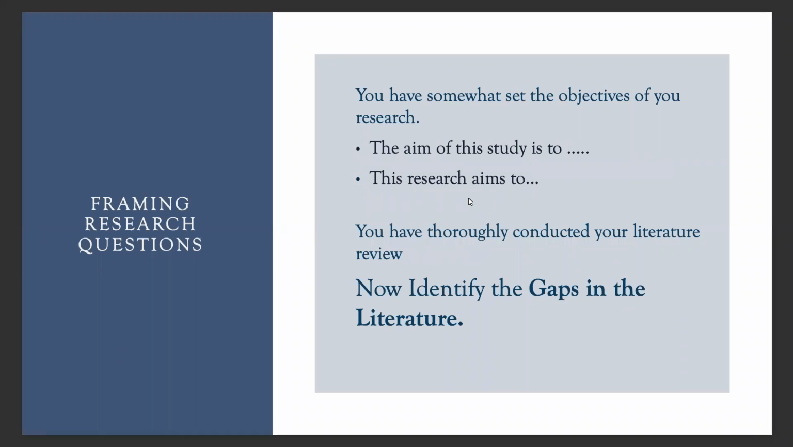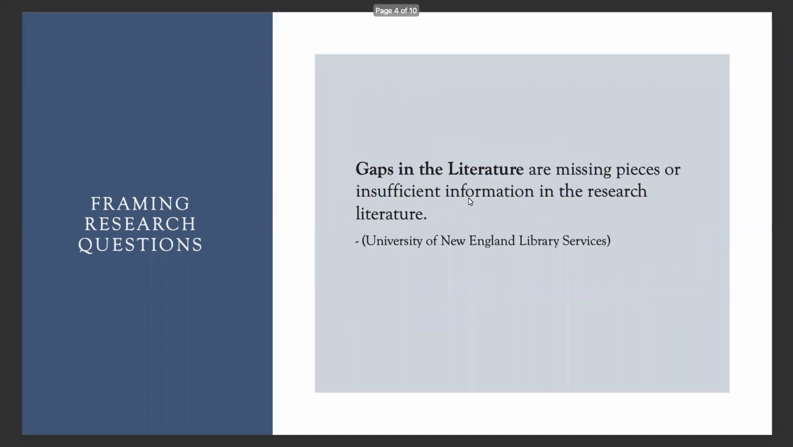You have somewhat set the objective of your research through the following. So for example, you have already stated that I aim to study this and this. And then now you have thoroughly conducted your literature review and you have identified the gaps in the literature. And then you found that, okay, I may need to reset my aim of the study a little bit more. In the next slide, I will be showing you what it means by identifying gaps in the literature.